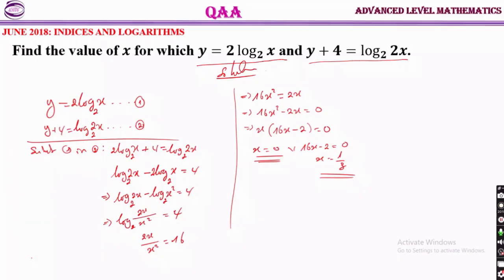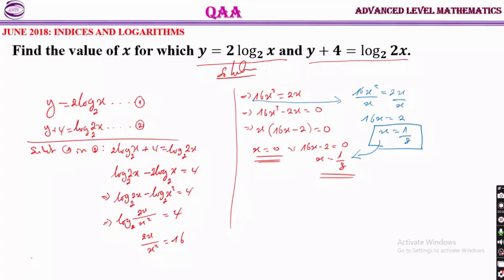You could choose at this point to just say 16x squared equals 2x. So you divide here by x and divide here by x, so that you end up with 16x equals 2 and x equals 1 on 8. This is an eventual solution. After all, it ties with our second result of 1 on 8.